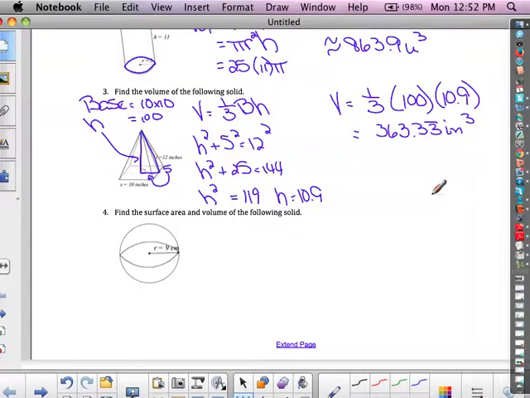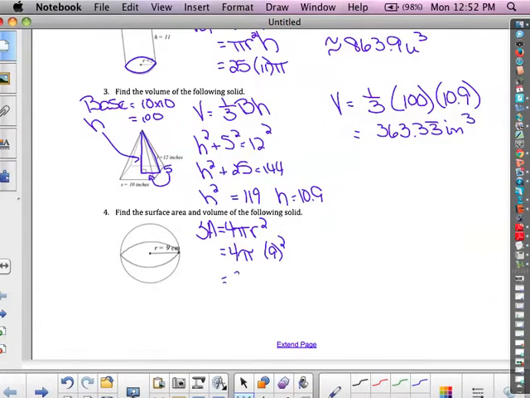Number 4, you're asked to find the surface area and volume of the sphere. We'll start with the surface area. Remember, the formula is 4 pi r squared. So the surface area is 4 times pi times 9 squared, and that will give me 324 pi centimeters squared. Let me write that correctly. And again, if you want, you can multiply that and get that that's approximately 1,017.9 centimeters squared.